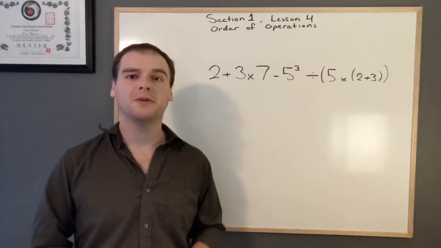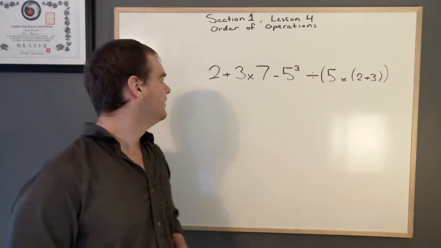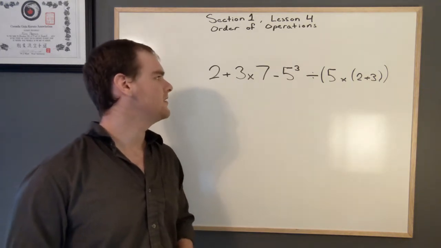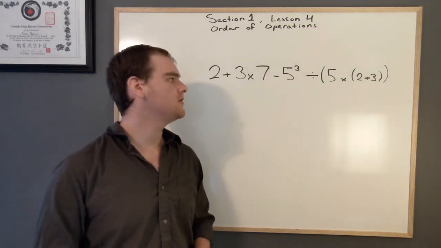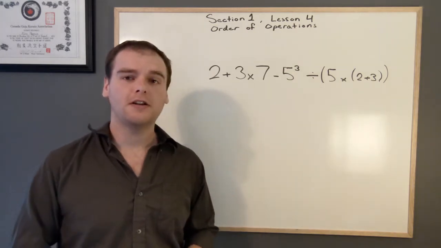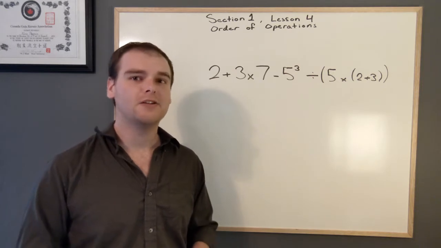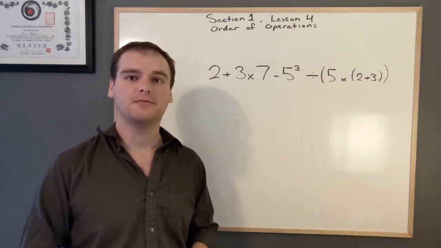To illustrate why the order of operations is important, look at this guy. 2 plus 3 times 7 minus 5 cubed divided by 5 times 2 plus 3. There's a lot of operations going on here, and if you didn't do this in the right order, you could probably guess that you might get a different solution.